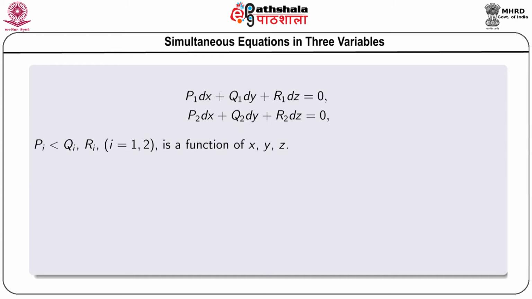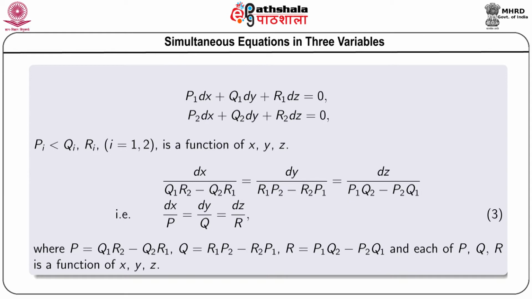The general representation of a simultaneous equation in 3 variables is this: P1 dx plus Q1 dy plus R1 dz equals 0, and a similar equation is given here, where each Pi, Qi, Ri is a function of x, y and z. There is another way to represent this equation as follows. From these two equations we can write the equation in this form: dx by this equals dy by this equals dz by this, or dx by p equals dy by q equals dz by r, where each of p, q and r is a function of x, y and z.